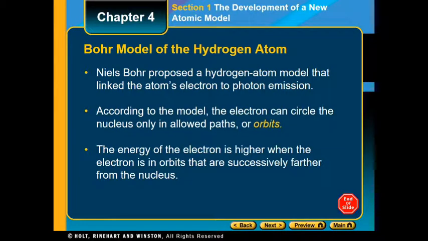And you want to make sure that you have the definition for orbit. It's where the electrons circle the nucleus in allowed paths. So according to Bohr's model, electrons can only live within these allowed paths that circle around the nucleus.